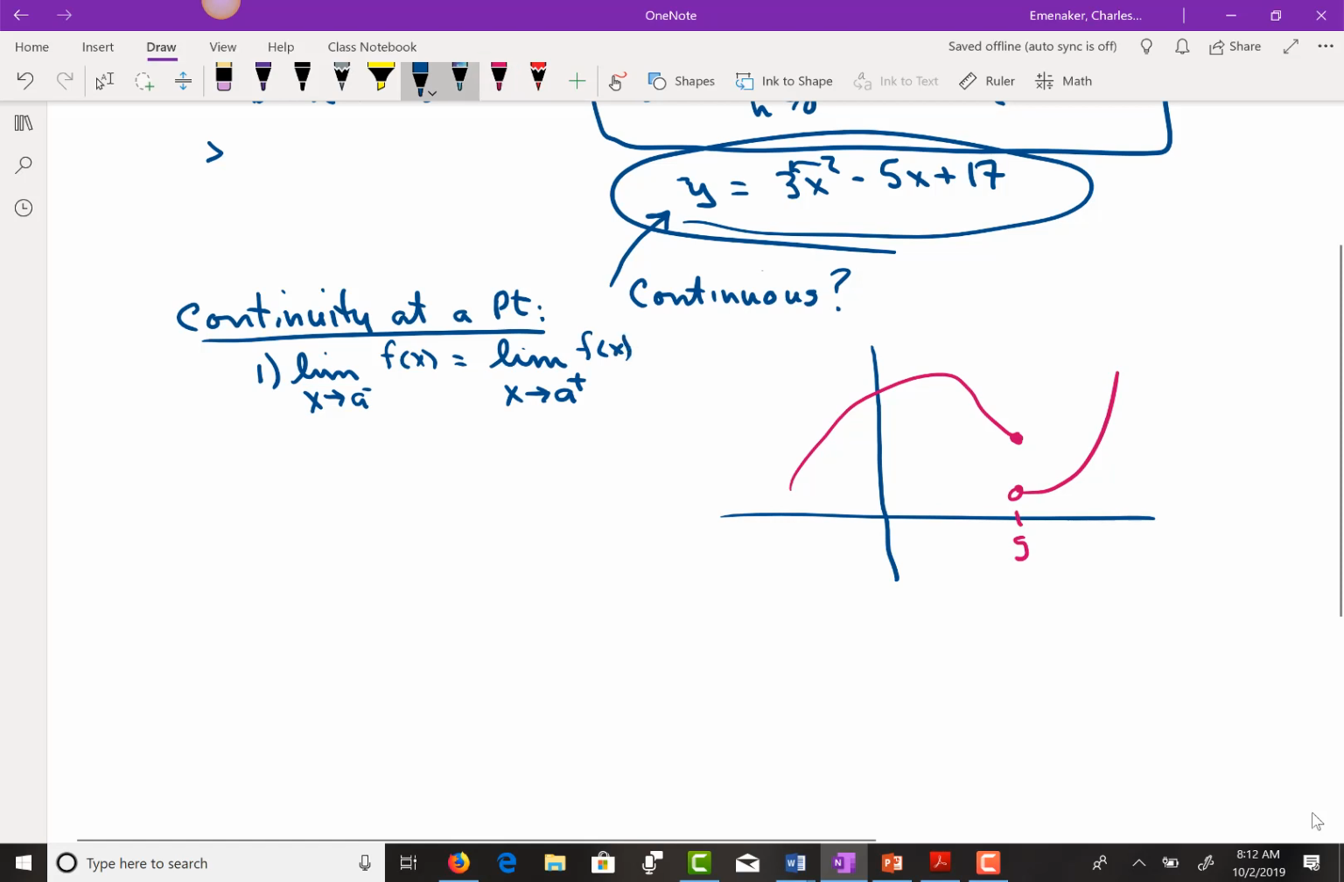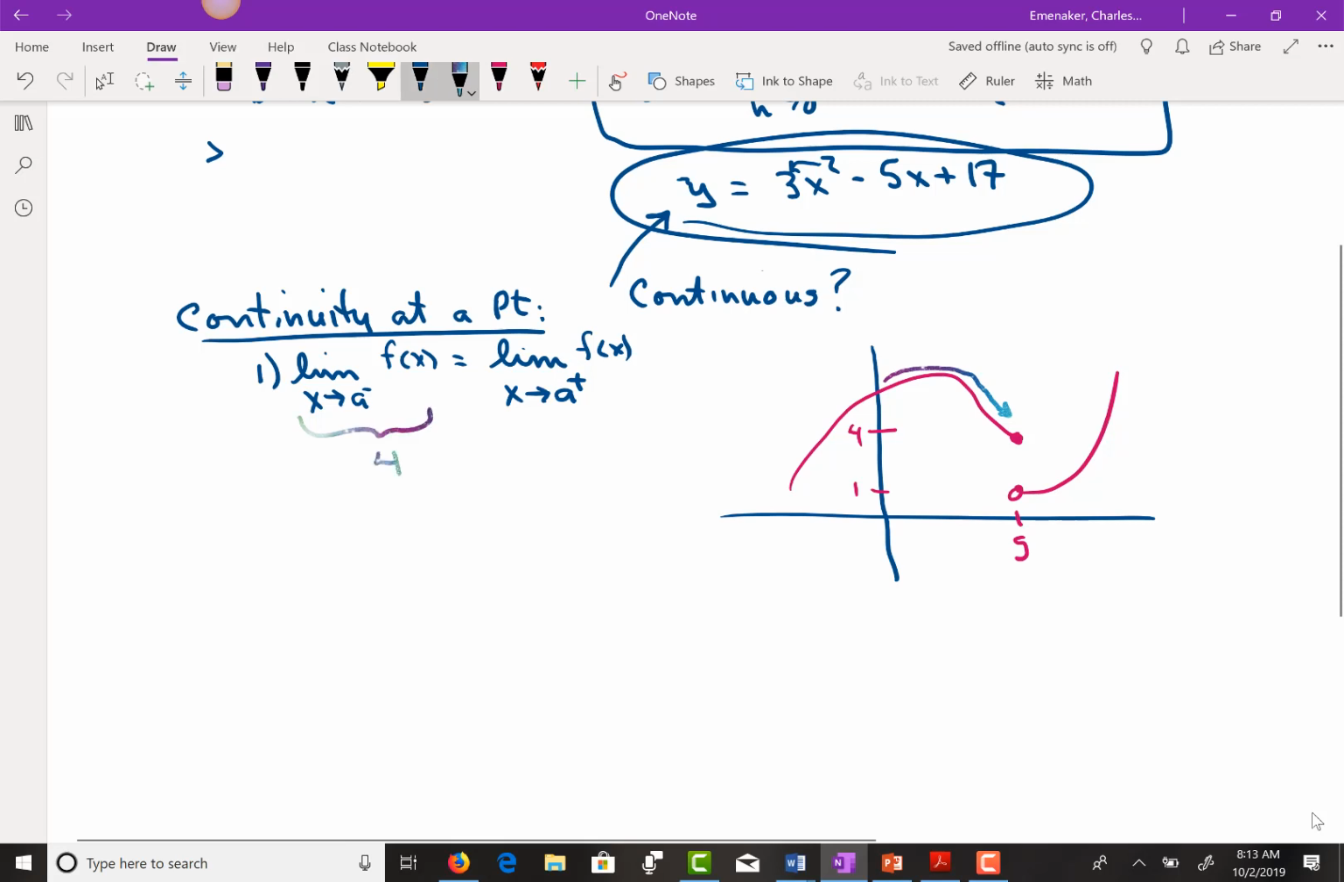This one does not work at 5 because if we're coming in from the left, let's put some y values in here. Let's say this is 4 and this is 1. If we're coming in from the left, traveling on that function, where does it look like you're headed? What y value are you headed to? Does it make sense that it's 4? Okay, so this limit is going to have a value of 4.